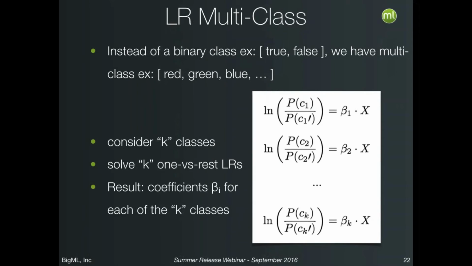The important takeaway here is that the result is going to be a set of coefficients for each of the classes. So we're just going to get a whole bunch more coefficients, right? That's the basic idea here. But that's no problem. We can handle more coefficients.